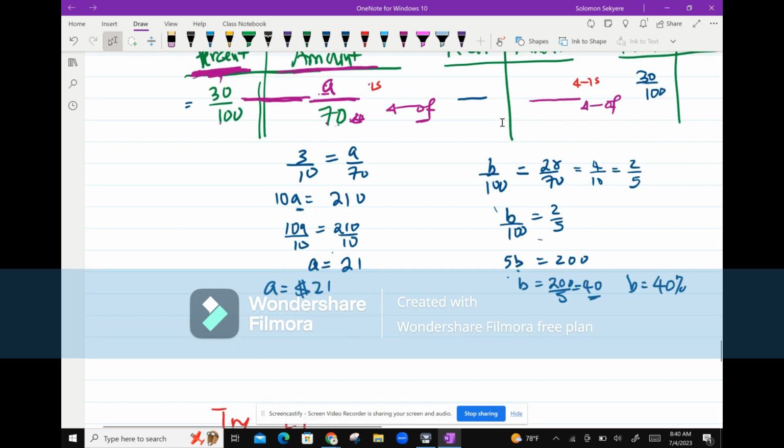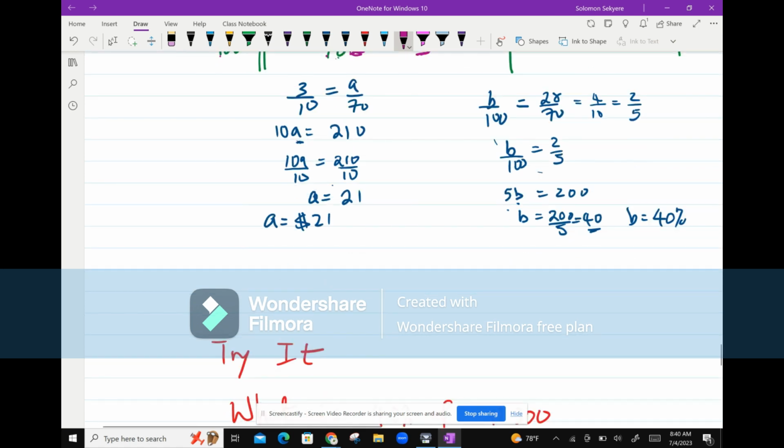Then simplify your numbers. 30 over 100 is 3 over 10, which is equal to A over 70. So what do you do next? By simple proportion, you can tell that this is times 7, so this should be times 7. But just in case you cannot establish that simple proportion, you remember cross multiplication. So we're going to cross multiply. Let's do the wing that contains our variable first.